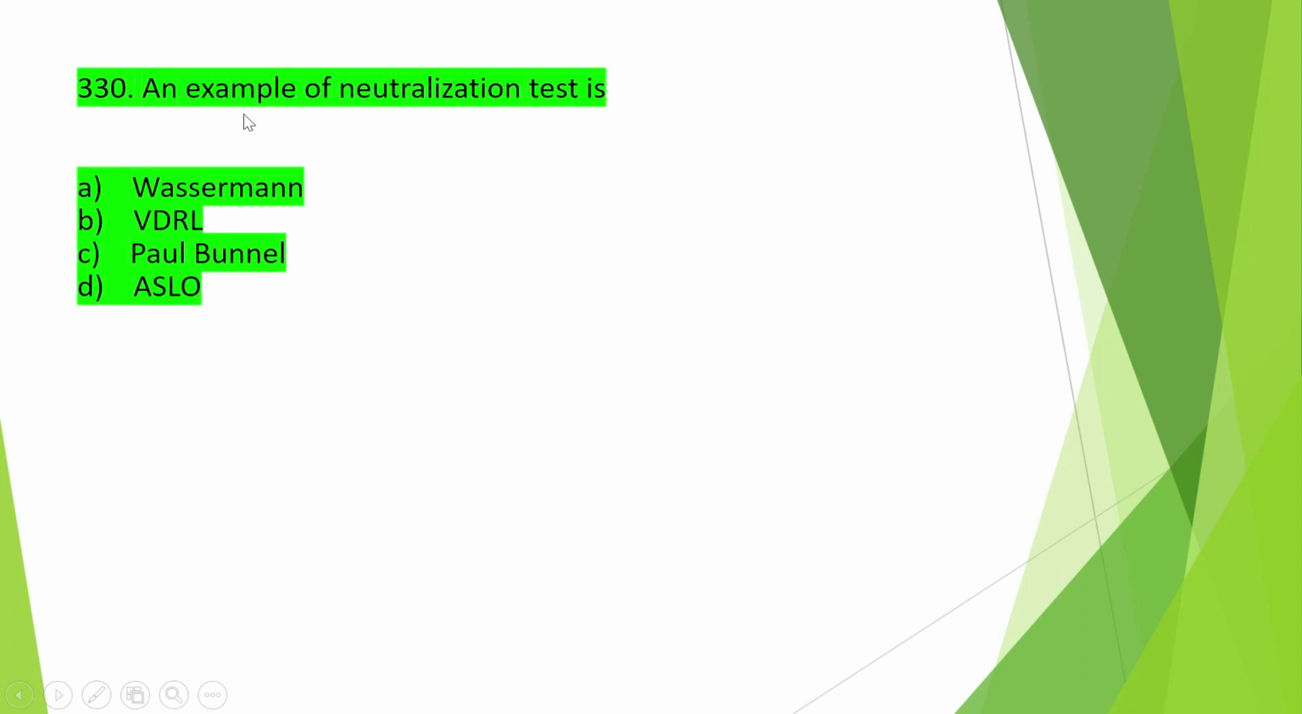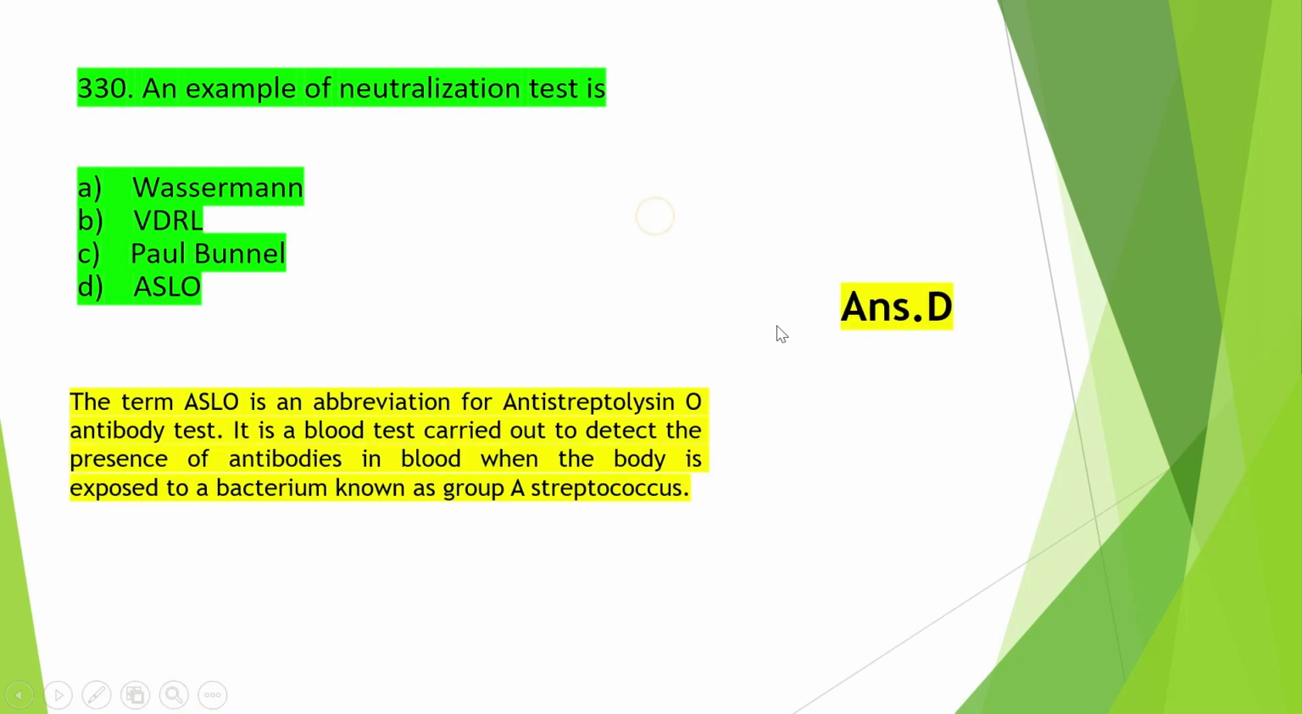The next question is: an example of neutralization test is Wasserman, VDRL, Paul Bunnell, or ASLO, and the right answer is option D, ASLO. The term ASLO is an abbreviation for anti-streptolysin O antibody test, and it is a blood test carried out to detect the presence of antibodies in blood when the body is exposed to a bacterium known as group A streptococcus.